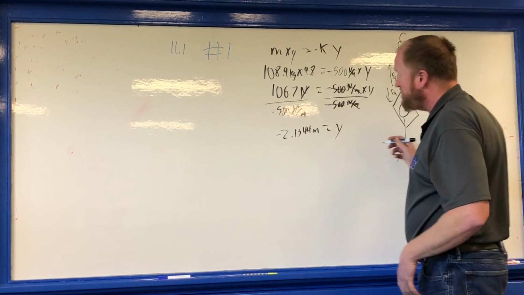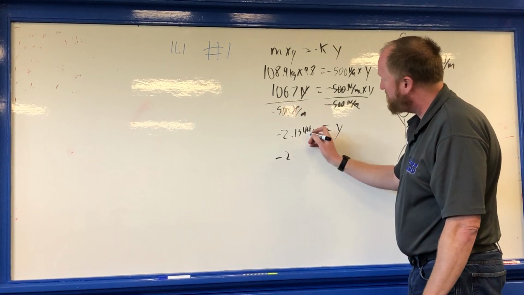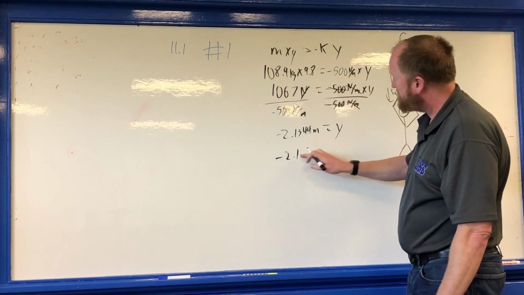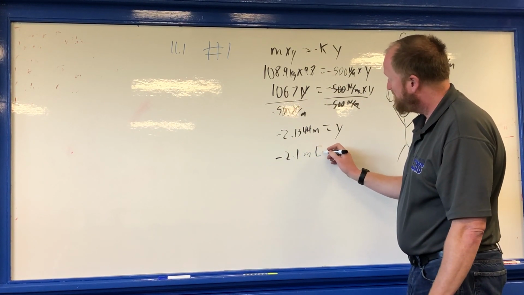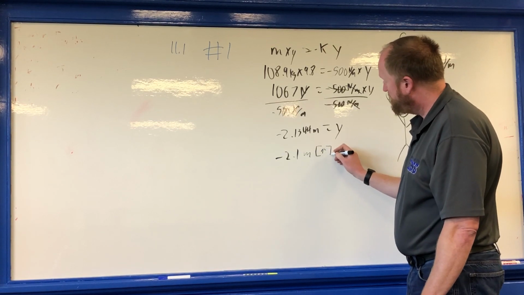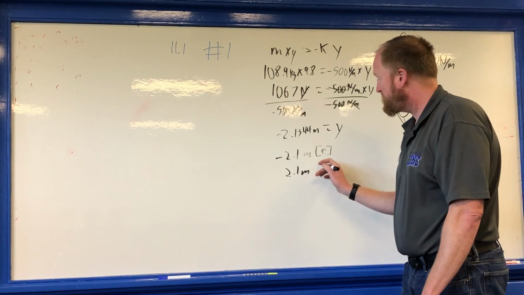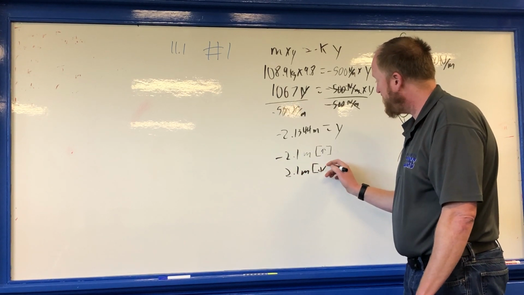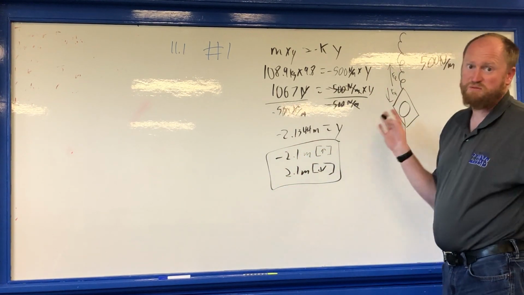So we can say it's negative, well, let's round it, negative 2.1, 2 sig figs, meters up, or I can say positive 2.1 meters down. Either way is fine. Both are correct. It just is depending on how you look at it.